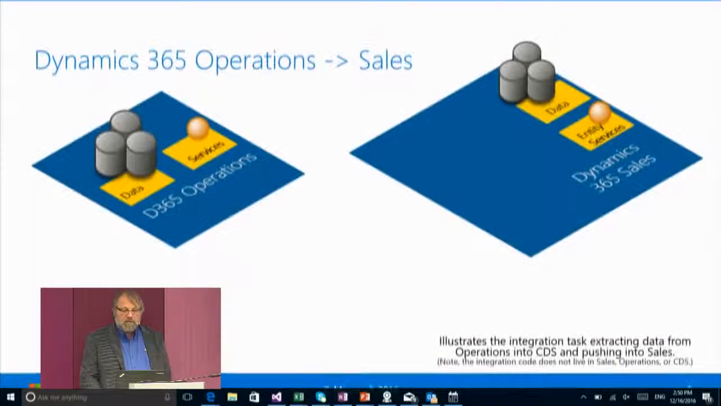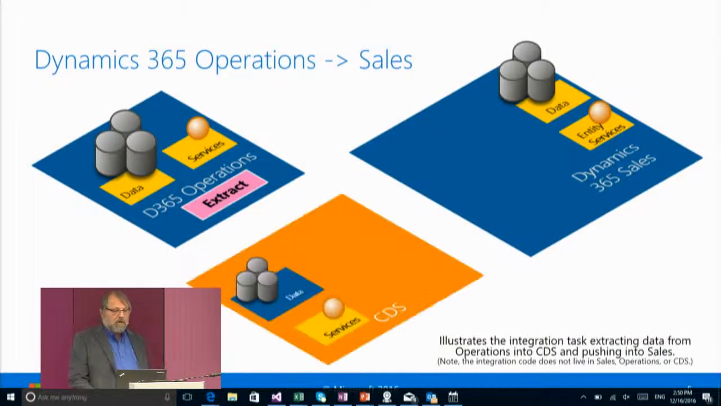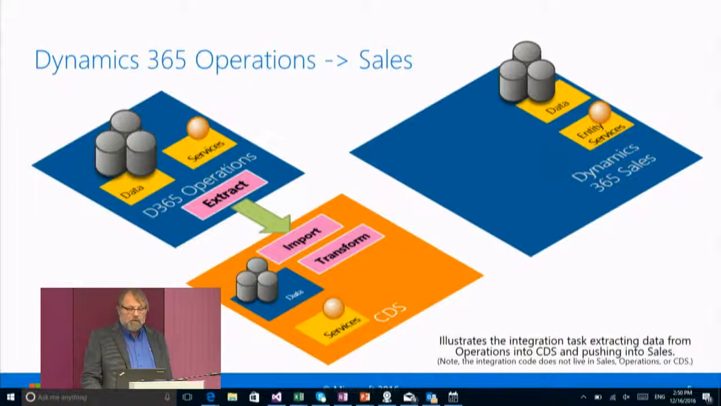Now, in the other direction, it will work just the same. If I have operations, I use my data entities to extract it, to populate the common data model, the common data service. Again, we have the capability to transform that. In this scenario, we will have two touch points. The first one is the product.